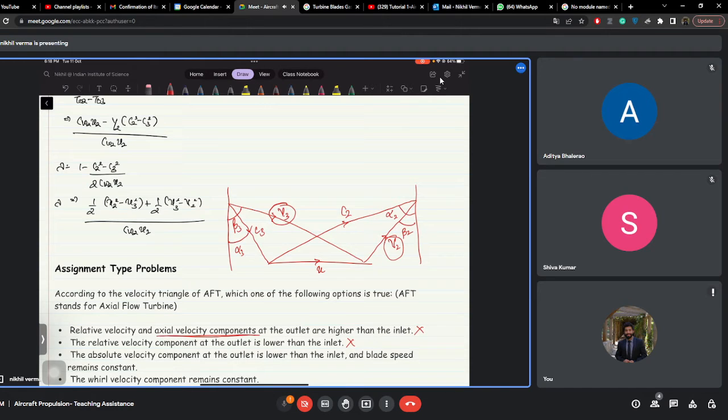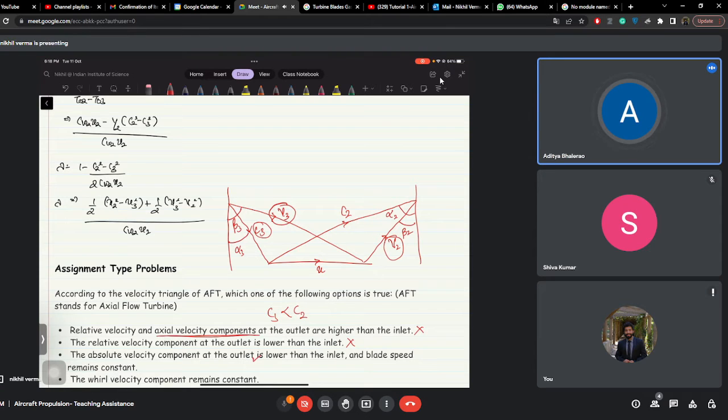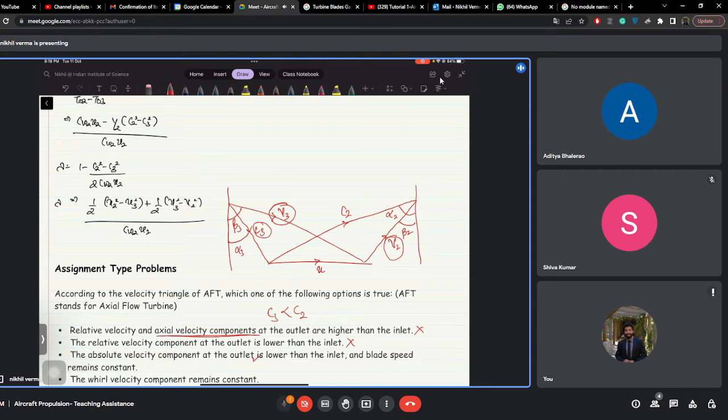The absolute velocity component at the outlet is lower than the inlet. The absolute velocity is this C3. Is C3 less than C2? Yes. So this could be the answer, but the second part is that the blade speed remains constant. So the blade speed U remains constant. Is it true? Yes. Then the correct answer is this.